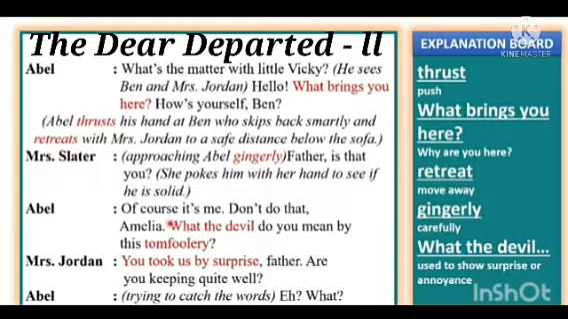See, here he expressed his annoyance or anger on Amelia. Why? Because he was talking like that. Why was he talking like that here? Because Amelia pushed her finger into Abel's body. That's why he was talking like that. Next we come to another paragraph.